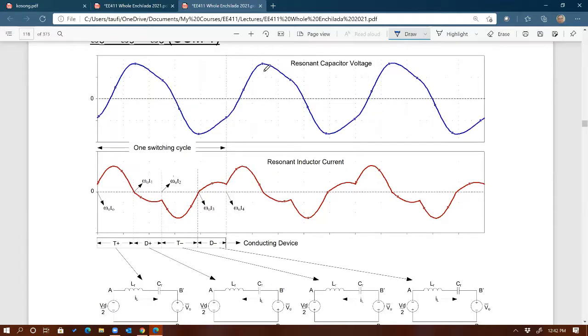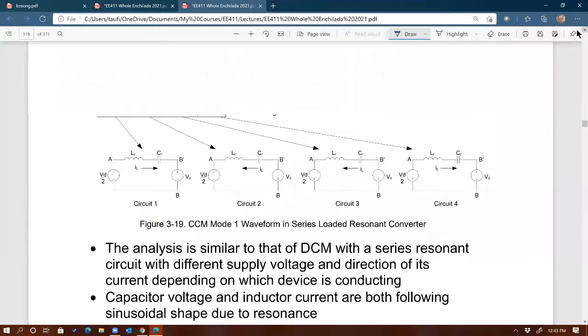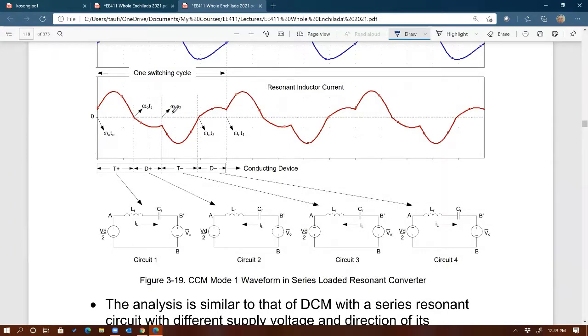You look at the resonant capacitor voltage waveform and the inductor current waveform, and you can see the resonance: a sine wave, another sine wave, another sine wave. In this case, there is no zero segment. That's why it's continuous conduction mode. Throughout the entire switching period, at least one device is conducting. So there is no 0 amp segment where none of the devices are conducting, just like the previous mode.